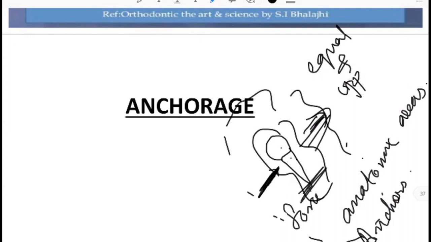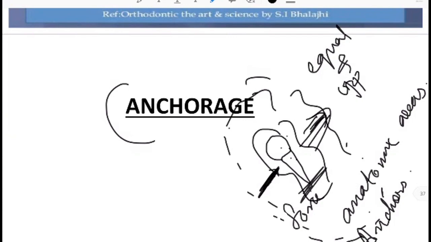We are taking anchorage from some other part. When this anchorage unit is helping this teeth to move to our desired position, we don't want any undesirable movement that is happening to your anchorage unit. So there will be a resistance that this anchorage area offers to these kind of unwanted, undesirable movements, and that is what is known as anchorage.